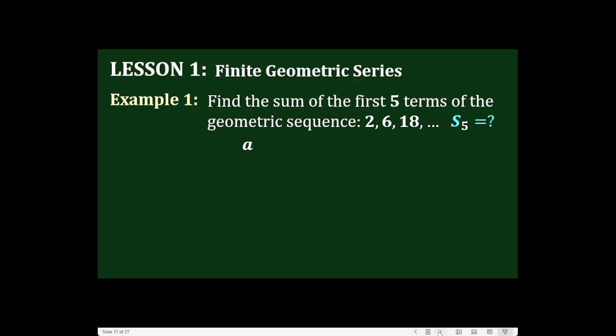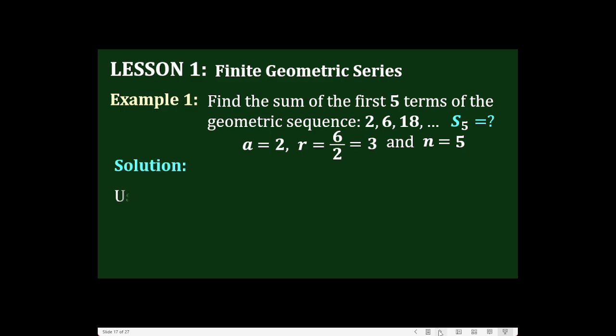So we need the first term, and that is 2. And also the common ratio denoted by small letter r, which is taking any 2 terms from this sequence, one term to be divided by its precedent, say 6 divided by 2, or we can consider 18 divided by 6. The result is still the same for the common ratio, and that is equal to 3. And the n is equal to 5, taken from S sub 5 or from the problem itself.